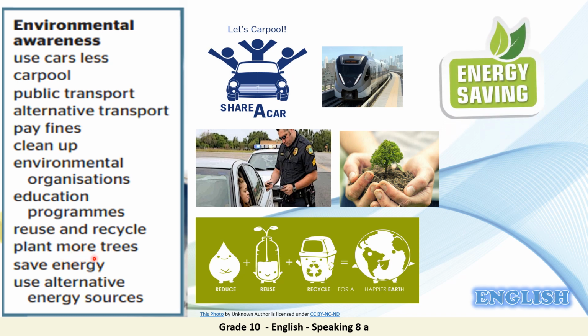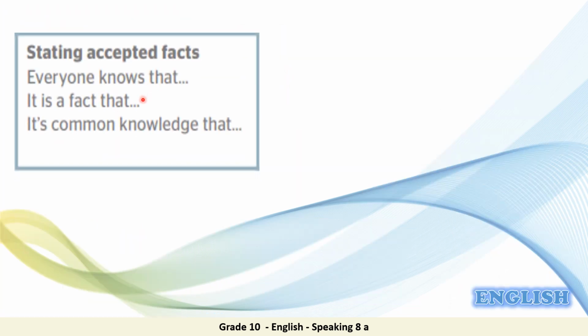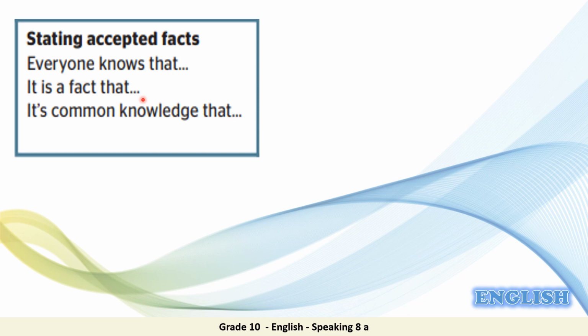plant more trees, save energy, and finally, to use alternative energy sources, means to depend more on renewable energy, such as the sun, the wind, for example. Another point here is to state accepted facts. And as you know, we have some expressions that we can use to state accepted facts, such as everyone knows that, it is a fact that, it's common knowledge that. Now I want you to pause the video for a while. Try to write down some accepted facts using these expressions.